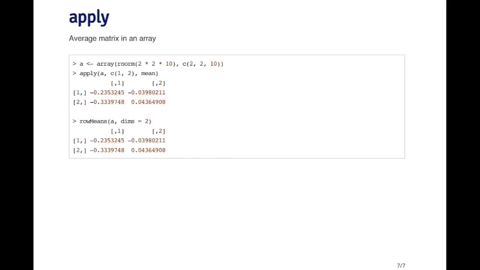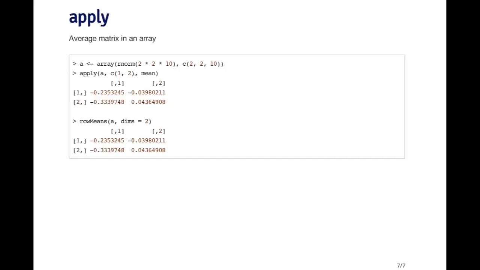Now, suppose I had more than just a matrix. Suppose I had an array that I want to do something with. So here I'm creating an array which has normal random variables, and it has two rows and two columns, and the third dimension is 10. I'm not sure what you would call that dimension. But you can think of this as there being a bunch of 2 by 2 matrices that are kind of stacked together.